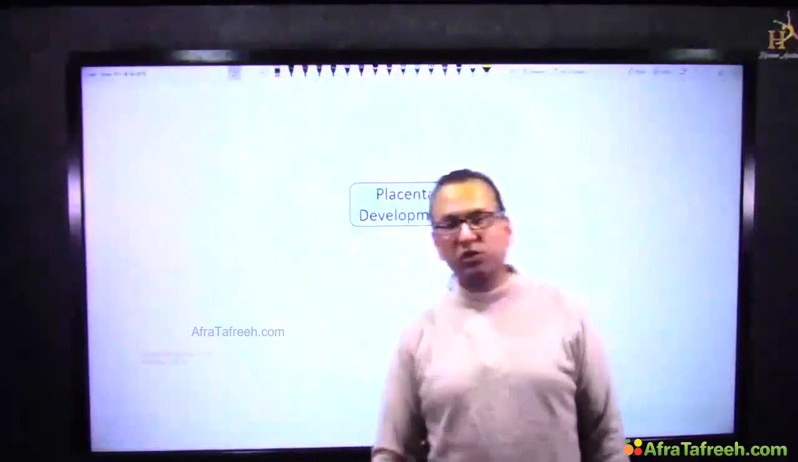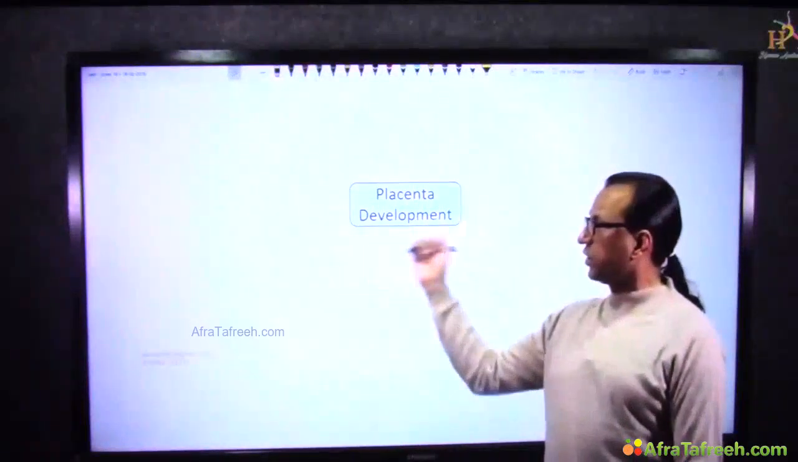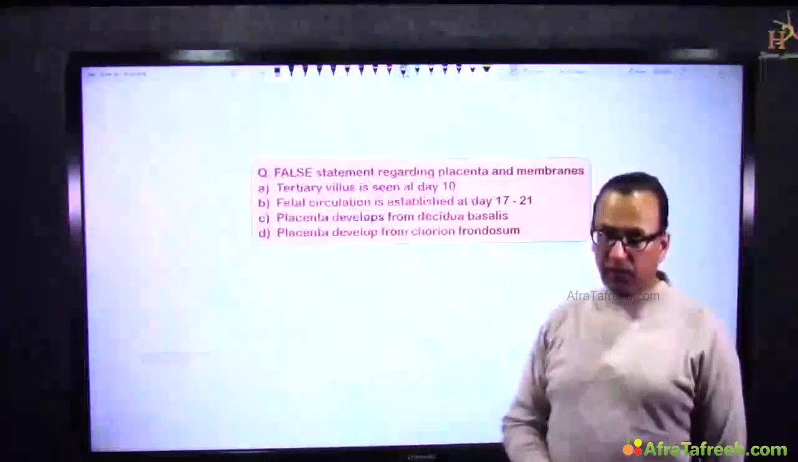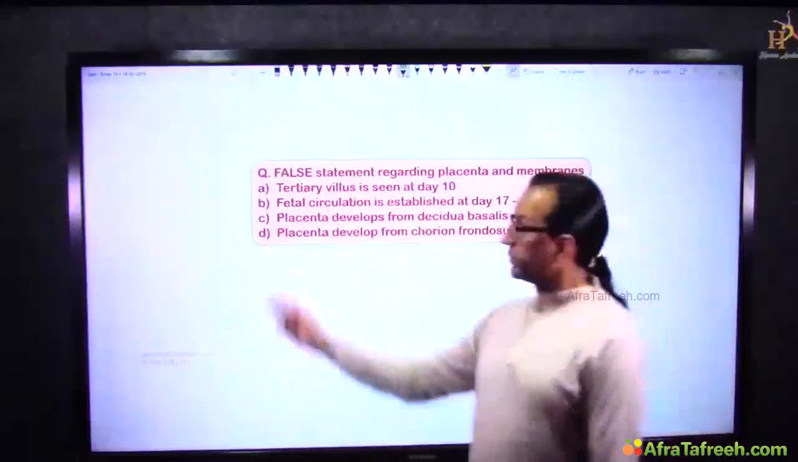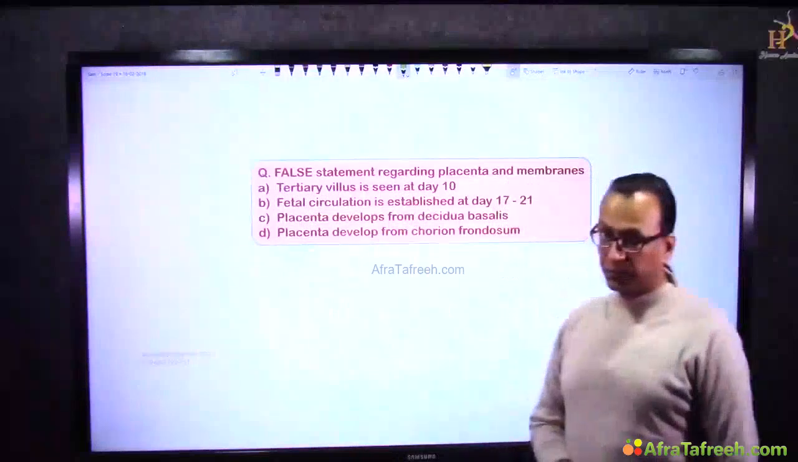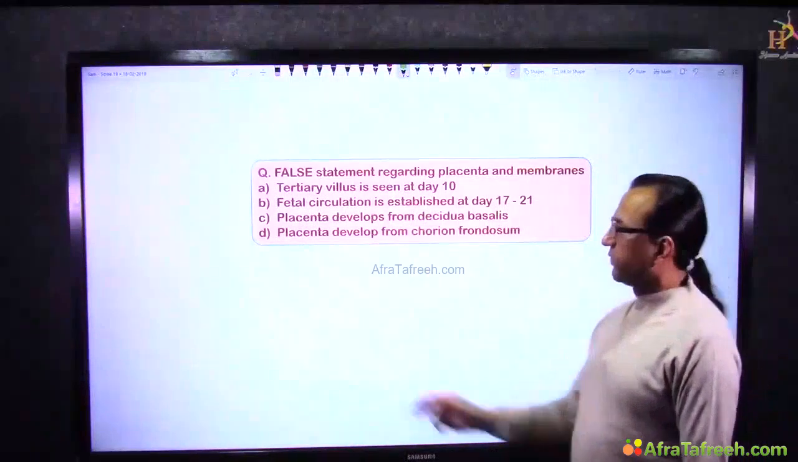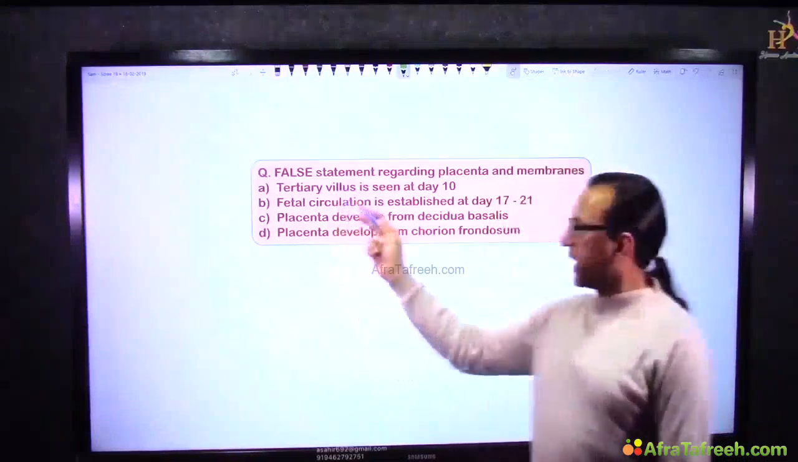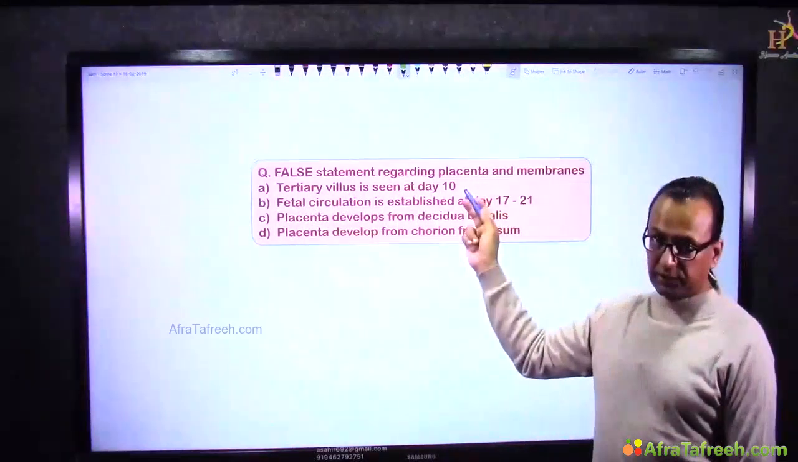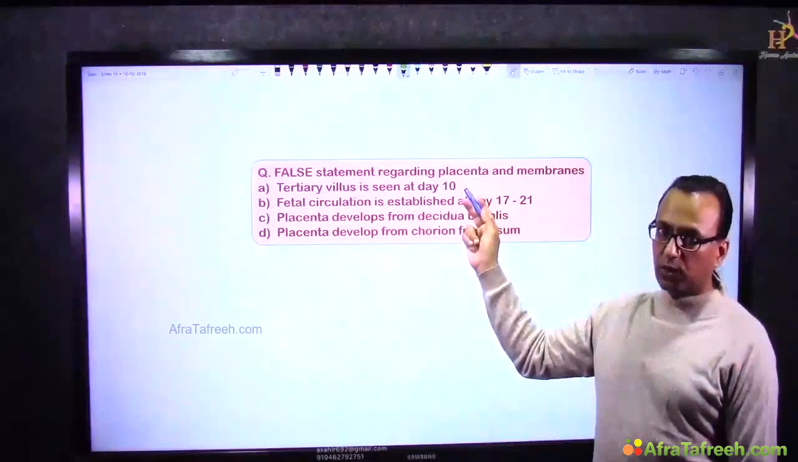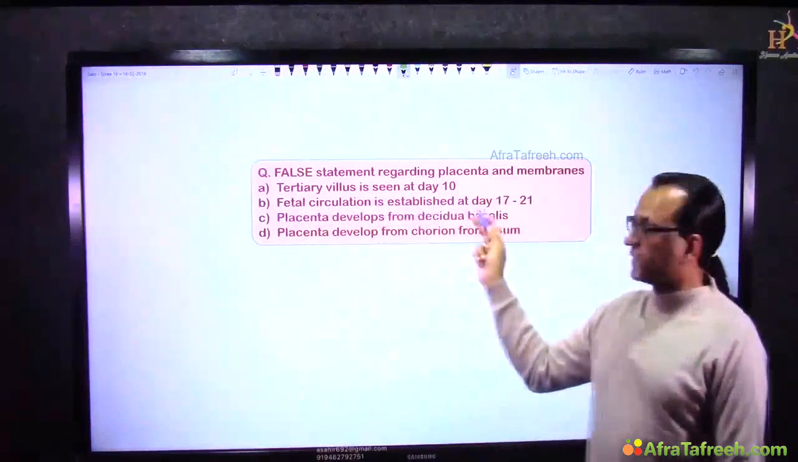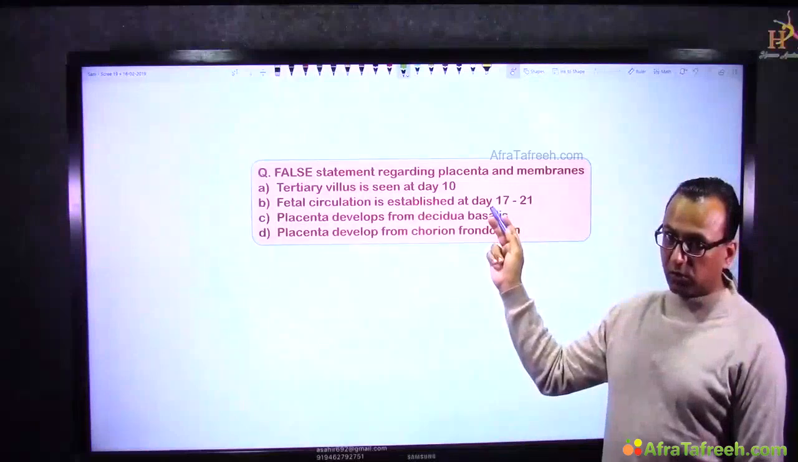Then we move on to the discussion of development of placenta and find a question asking us for the false statement. Remember, if you're talking about tertiary villus, then it will be appearing at day number 17 to 21. It is actually the same time when the fetal placental circulation is also established.